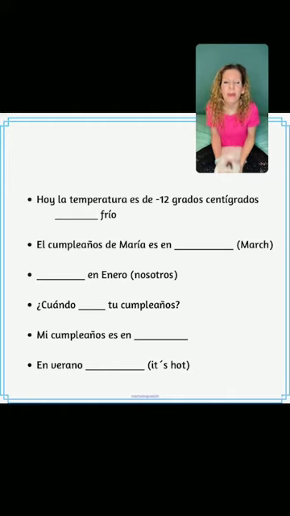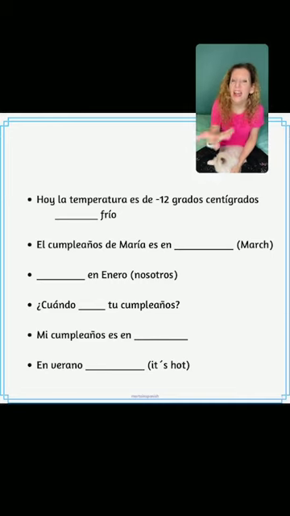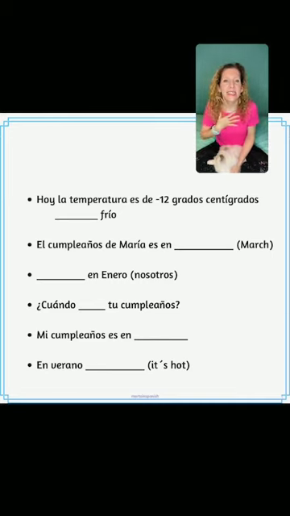Perfect. Okay, mi cumpleaños es en... And then you have to say in which month is your birthday. So I would say mi cumpleaños es en abril. Okay? So there you would put your month. So if you want to write down below your month, mi cumpleaños es en el verano. We can say that too. Perfect. I can say mi cumpleaños es en primavera.